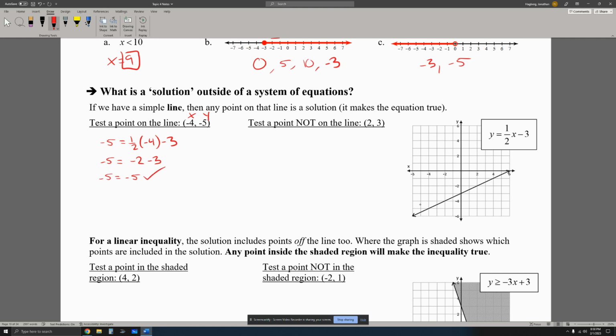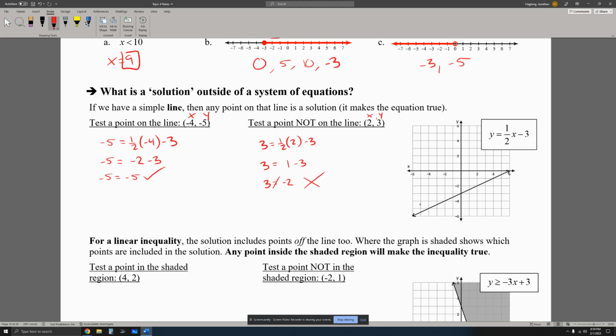It sure is. Let's choose a point that's not on the line, 2, 3. So again, this is the xy ordered pair. We plug in 3 in for y, so we have 3 is equal to 1/2 times 2 minus 3. Okay, when we plug this in, evaluating the right-hand side, we get 1/2 times 2 is 1 minus 3. And then when we subtract 3 from 1, we get -2. So this is not true.